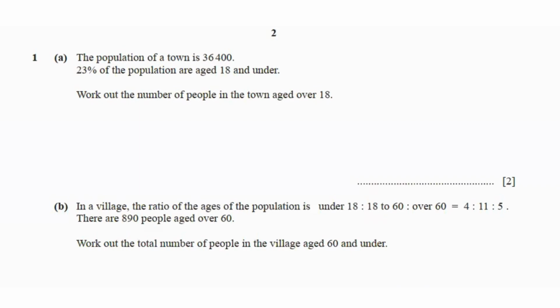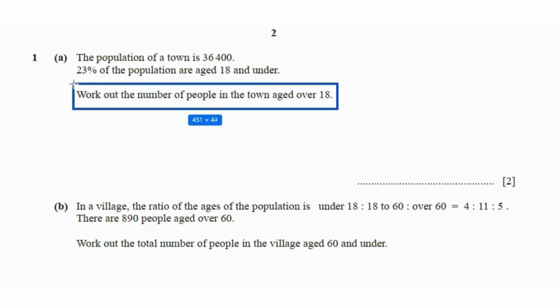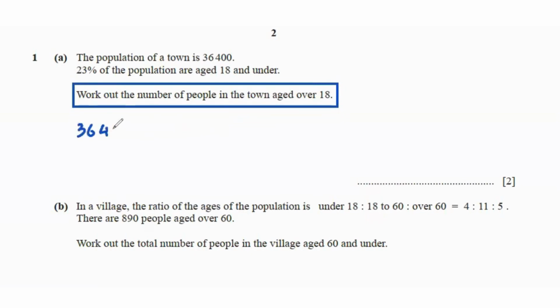The first question says, the population of a town is 36,400. 23% of the population are aged 18 and under. Work out the number of people in the town aged over 18. So focus is going to be on the people over 18: 36,400 minus 23% of 36,400.